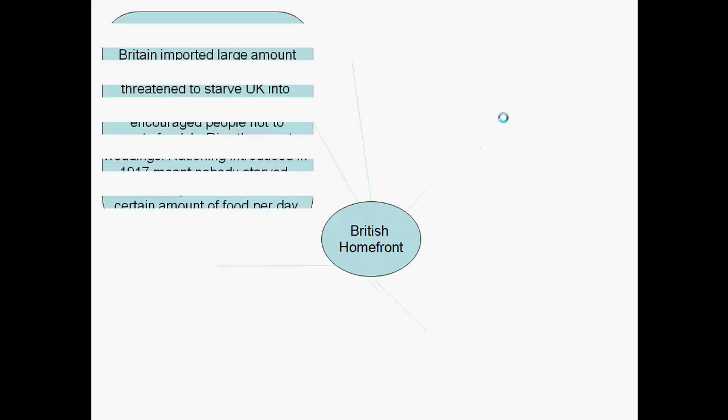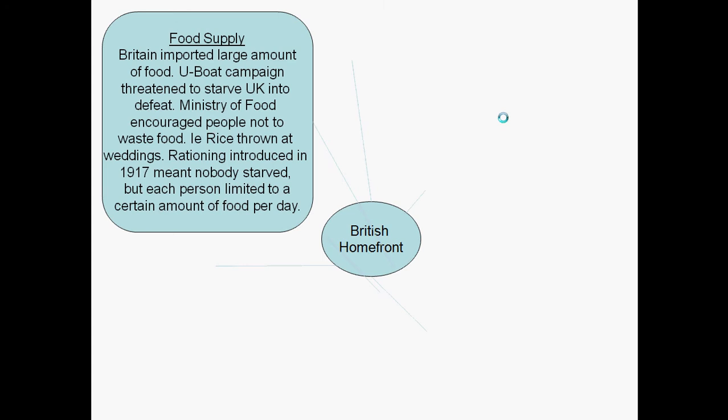So the British home front. We'll start here. Food supply. Before the war, Britain imported a large amount of food. The Germans decided that they were going to try and starve Britain out of the war by attacking British merchant shipping that was bringing food in from other countries around the world, including America, in the U-boat campaign. So the British government started up something called the Ministry of Food.